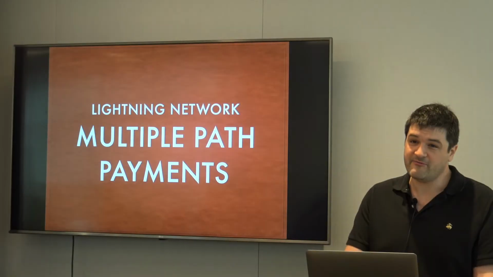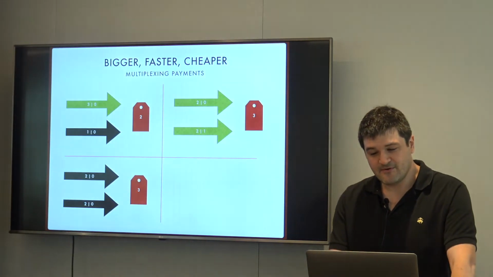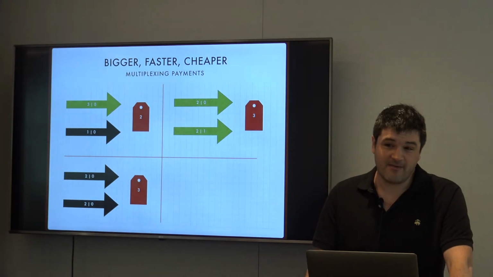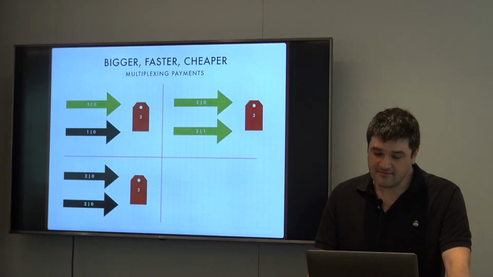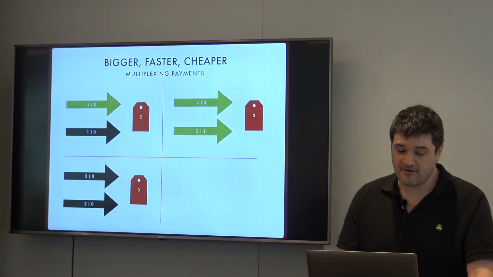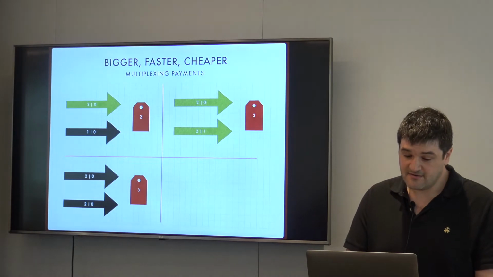This is how to do multiple path payments. So there's a question even like, why do we even need multiple path payments? If you have a channel, we don't have them now, so are we really hurting for them? So I kind of describe different situations where you would need it.